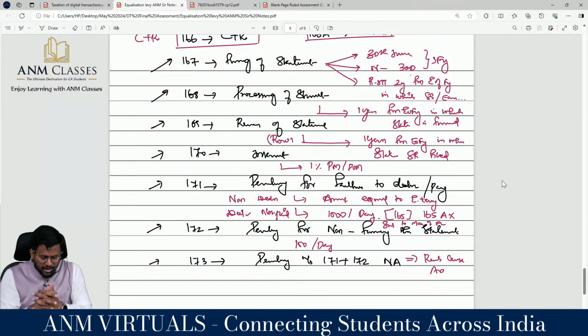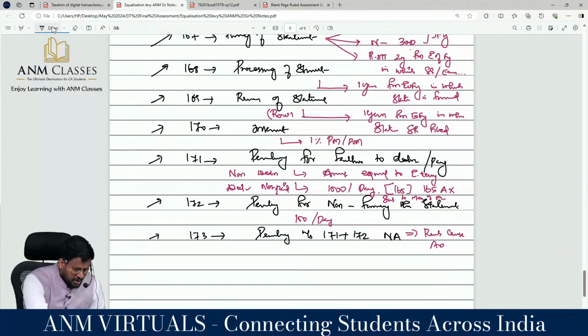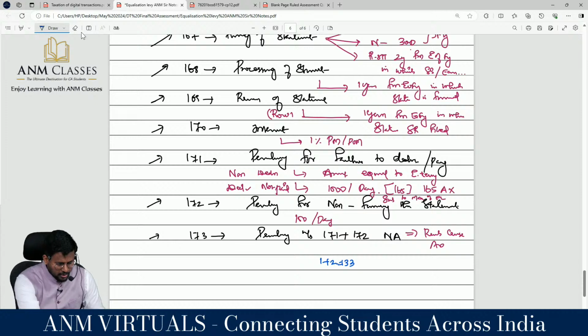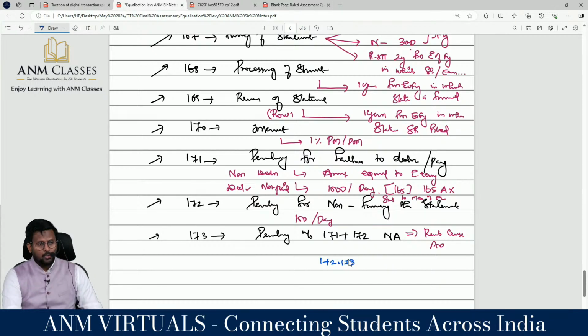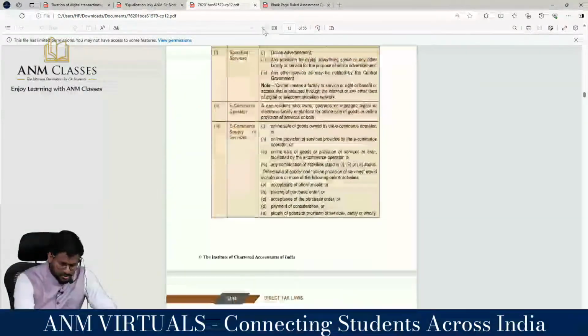Whereas 172, penalty for non-furnishing of the what? Statement, then 100 rupees per day. 173, penalty under section 171 and 172, because 1 plus 2 is equal to 3. Correct? Sir, 1 plus 2 is equal to 3, that is 173. So this 173 will not be what? Applicable. 171 and 172 will not be applicable as per 173, provided you are able to show reasonable cause. This is where we are standing.